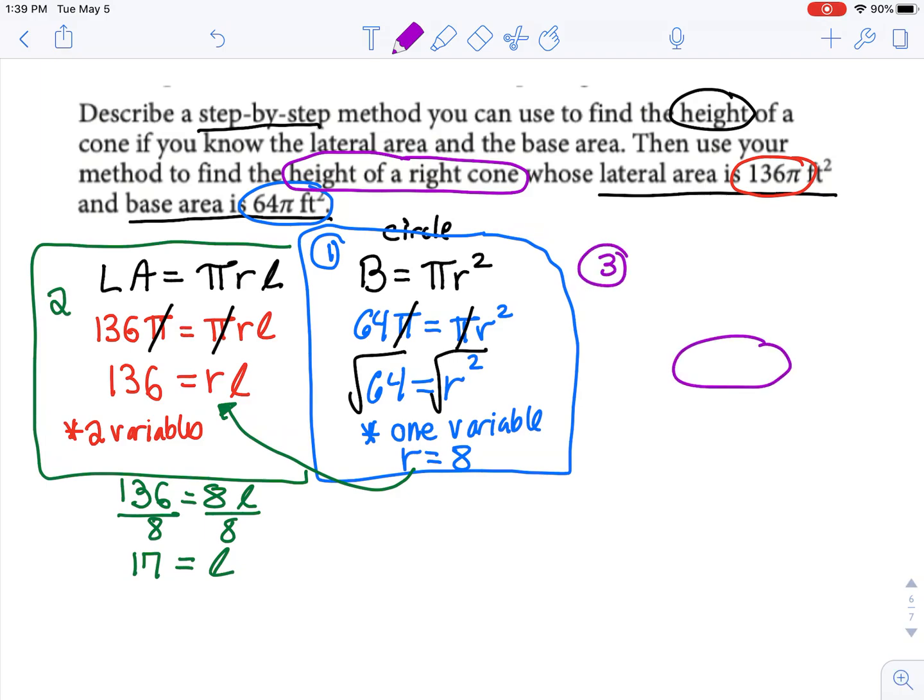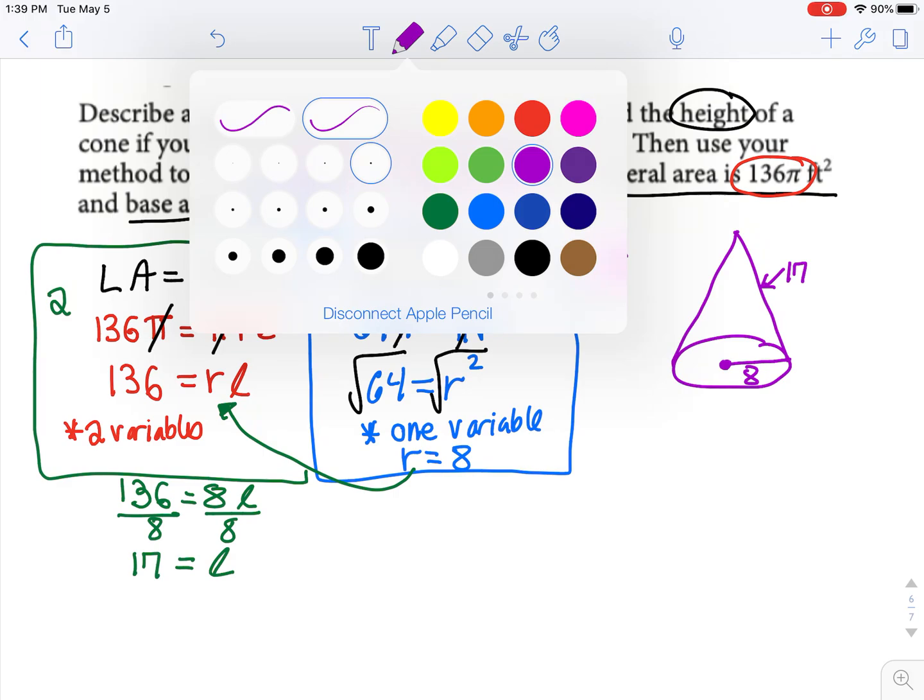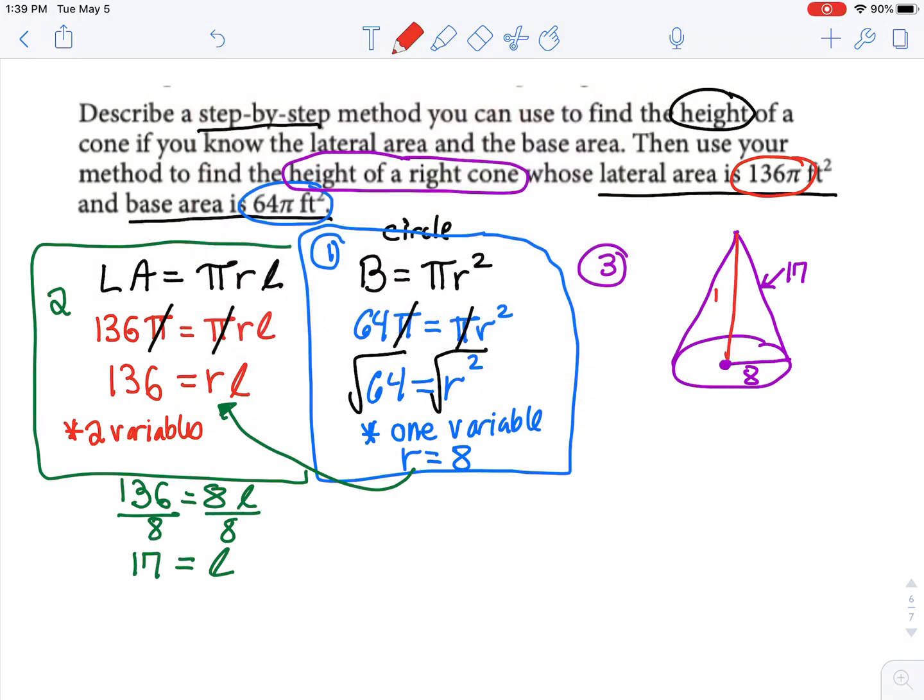So step 3, let's draw a picture of what we have. I'm sorry, this is a cone. So we have this cone. We know that the radius of this cone is 8, and we know that the slant height of this cone is 17. Our task here was to find the actual height of the cone. So our third step would be setting up this right triangle. And in this right triangle, we can use the Pythagorean theorem, a squared plus b squared equals c squared, to solve for the height. Now notice that the height is one of our legs, the 8 is another leg, and the 17 is the hypotenuse.